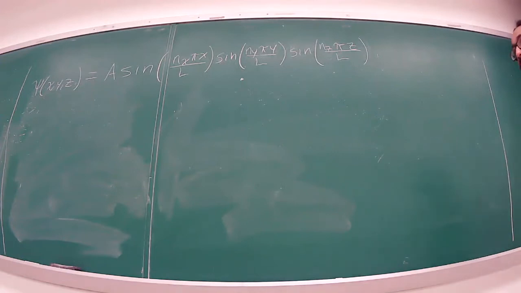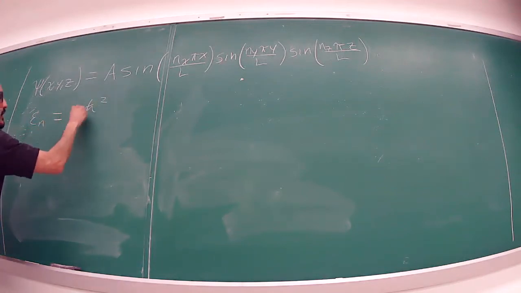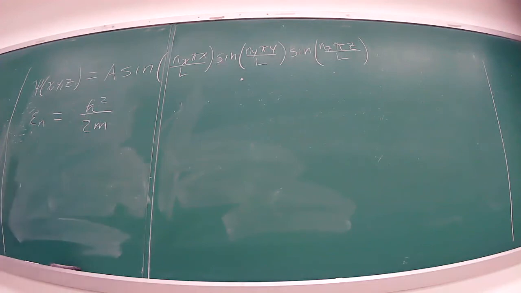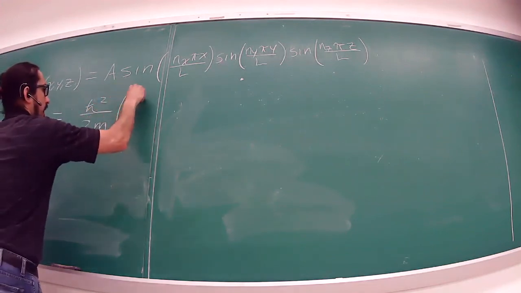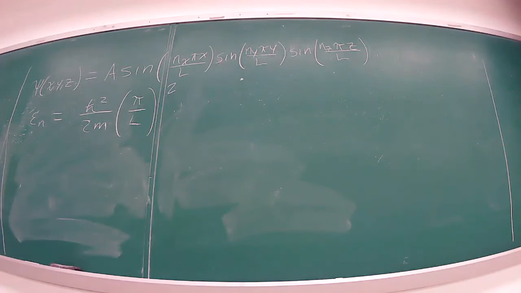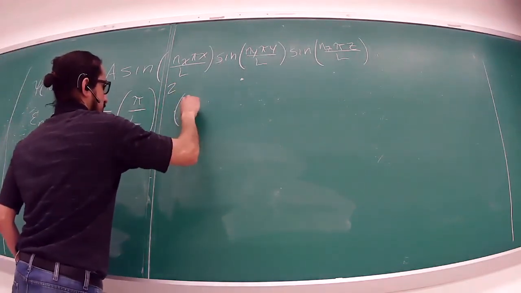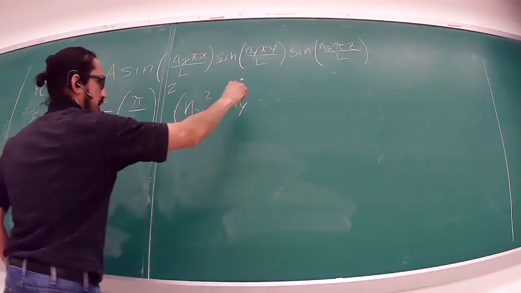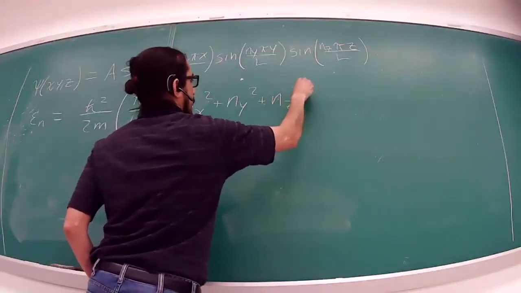So the good news is that we have already solved this problem. We did it in like chapter 2 or 3, I think 3. So if these are the wave functions, what are the energies? The energies are h bar squared over 2m, pi over L squared, and nx squared plus ny squared plus nz squared.